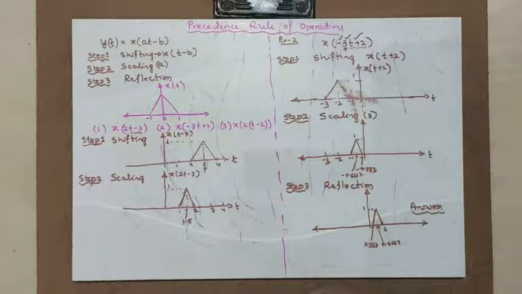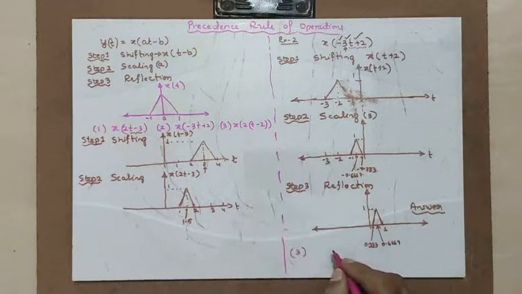I hope you understood. Please see to it that you follow this shifting, scaling and reflection order so as to solve the complex example. The last example, example 3, take it as an assignment. You can solve it. It is very simple. I will tell the steps.